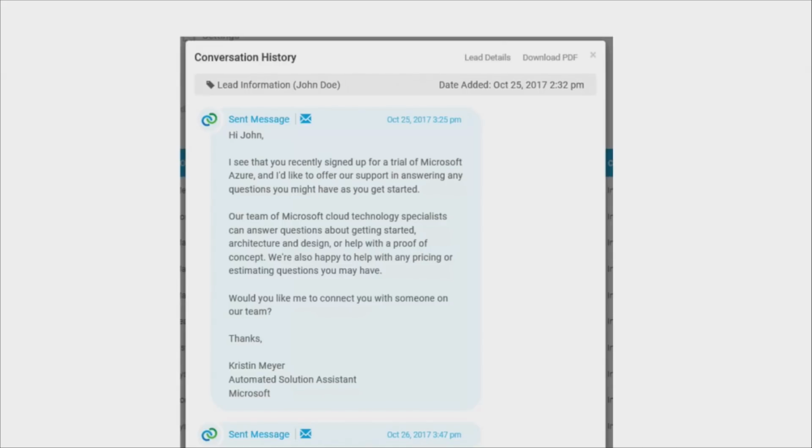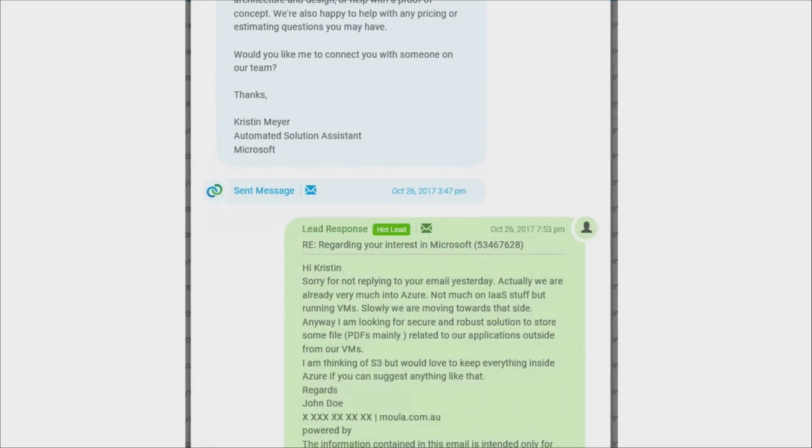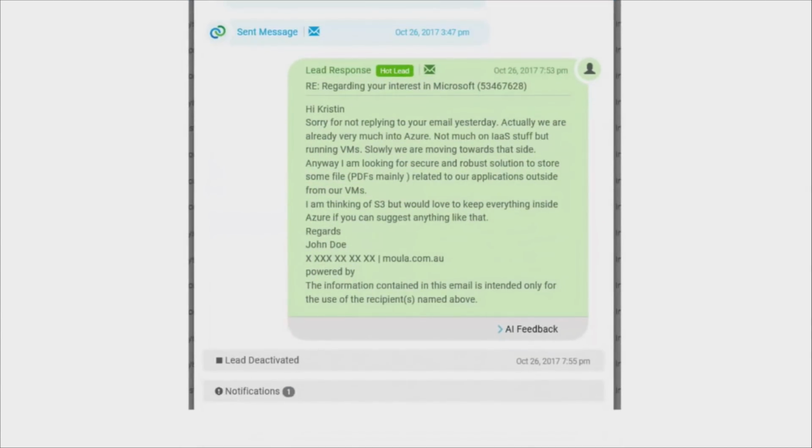This is an example of an email that we sent out to someone who was below the threshold to send to sales. So sales never would have called this person. And the lead responded, hi, sorry for not responding earlier. Actually, we're very much into Azure. We're looking at your competition, but we'd like to keep everything inside of Azure. And so this was flagged as a hot lead, and we were able to send it to a seller.